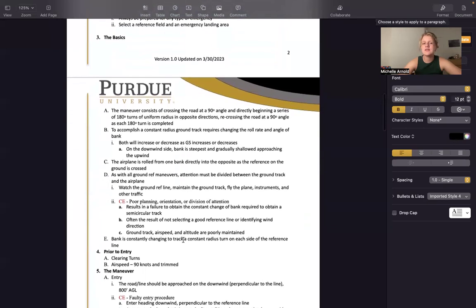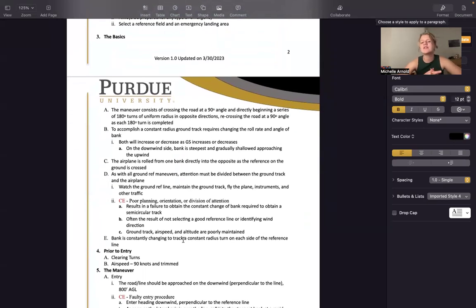Okay, so the basics of this maneuver. The maneuver consists of crossing the road at a 90-degree angle and directly beginning a series of 180-degree turns of uniform radius in opposite directions, recrossing that road at a 90-degree angle as each 180-degree turn is completed.